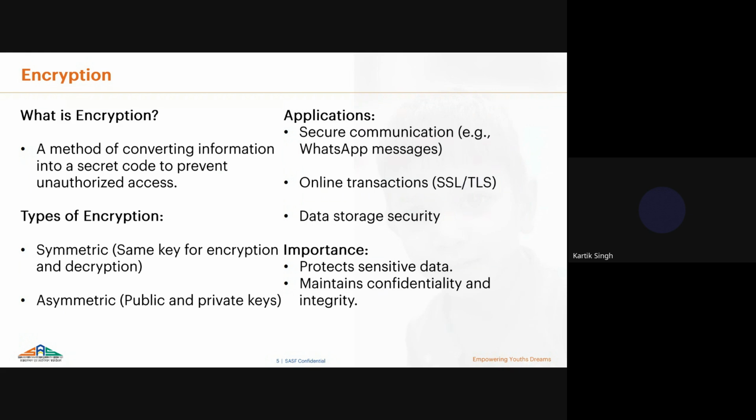As I gave you an example just now, like man in the middle attack, if the data is not encrypted, the attacker can see your data, what is going through the network. But if the data is encrypted, it cannot be readable. So secure communication is one of the applications of encryption. For example, we have WhatsApp messages that are encrypted, the network traffic that is encrypted, the HTTPS, that S stands for secure, that data is encrypted.